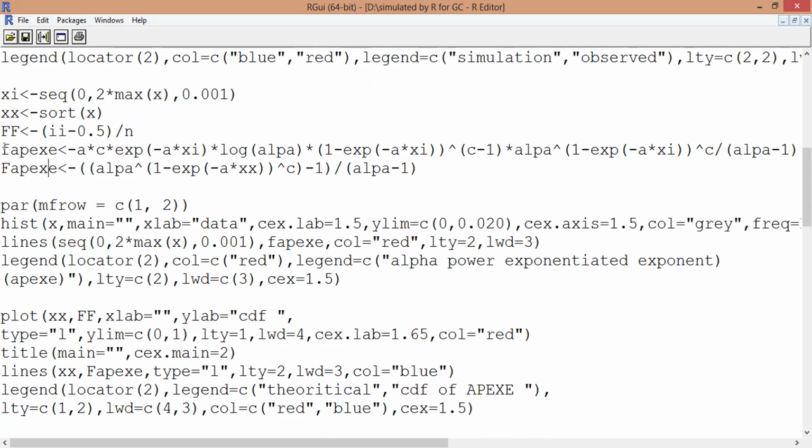You must remember, in making the density plot, you must use xi. Xi means the sequence from 0 until 2 multiplied by the maximum data, with a step of 0.001. And when you want to make the cumulative plot, you must use XX. XX means the sorted X, the data sorted starting from the smallest until the highest.